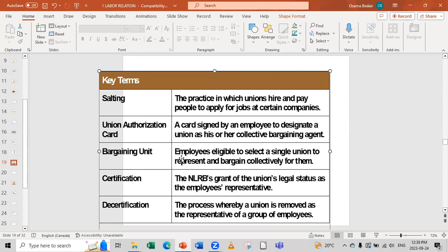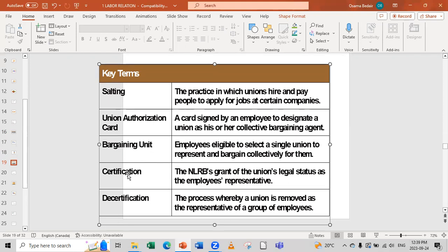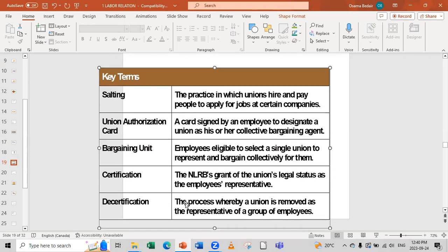Bargaining unit: employees eligible to select a single union to represent and bargain collectively for them. Certification is the grant of legal status to the union as the employees' representative. Decertification is the opposite: the process whereby a union is removed as the representative of a group of employees. So here the union is not representing this group of employees anymore.